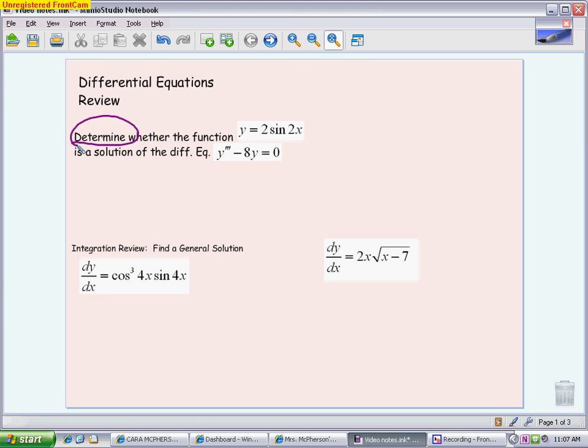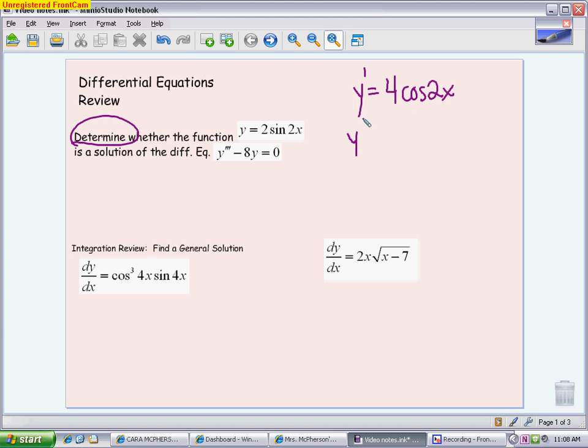The second thing you want to look at is how many derivatives you need to take in order to start making those replacements to check. This is a third order differential equation because it has a third derivative. So I like to go off to the side and start listing my derivatives up until the one that I need. The derivative of sine is cosine, but you also have to take the derivative of the angle, so you multiply by 2. That gives you 4 cosine 2x.